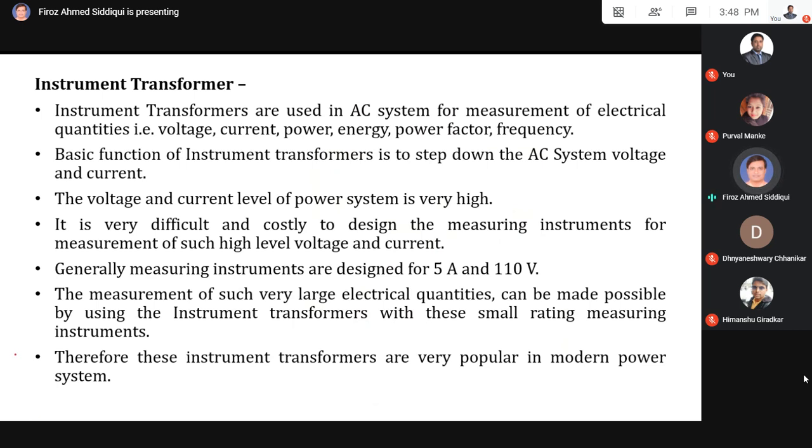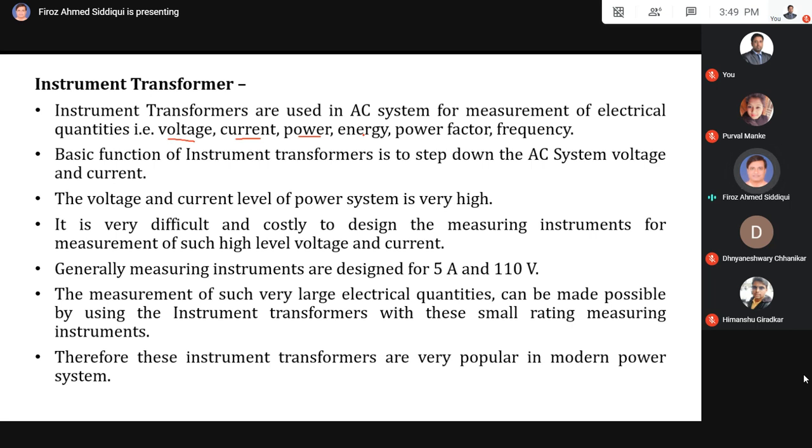So let us move to the next topic, that is instrument transformer. Instrument transformers are used in the AC system for measurement of electrical quantities like voltage, current, power, energy, power factor, frequencies, etc. So what is the function of the instrument transformer?